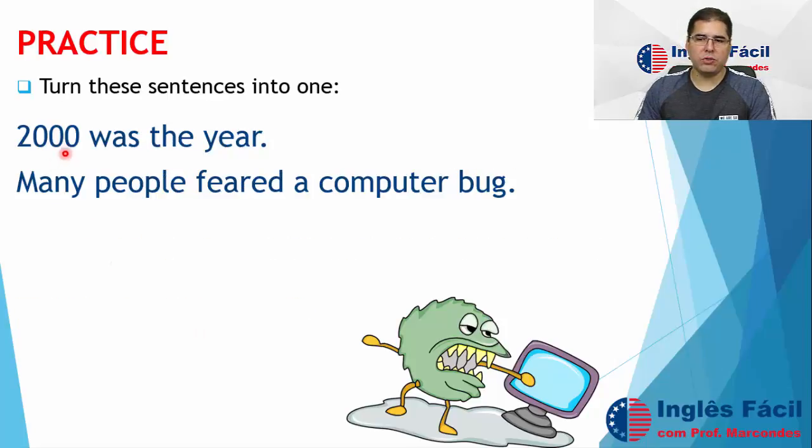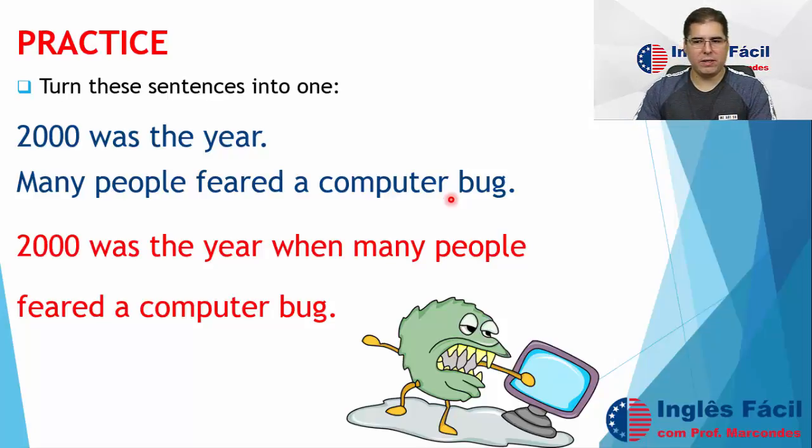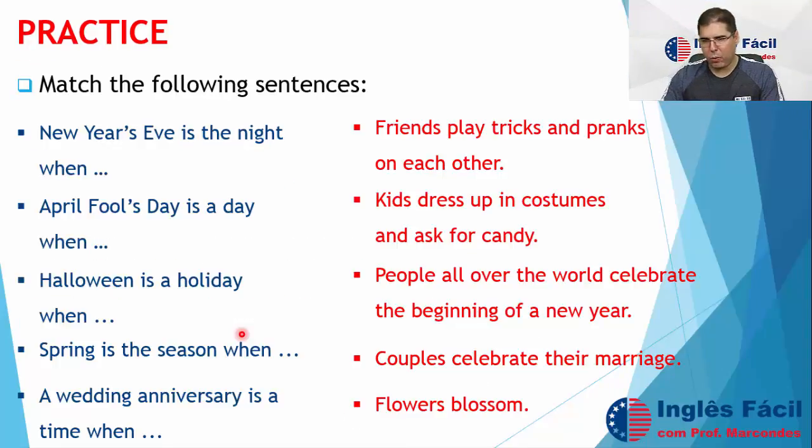Okay? Now, 2000 was the year. Now, in 2000, many people feared a computer bug, right? The millennium bug, the bug of the millennium, remember? So, in 2000, many people feared a computer bug. Now, how can we add these sentences together? Easy, using the connector when, right? 2000 was the year when many people feared a computer bug. So every time we are going to use a relative clause, and this clause is related to time, we are going to use the connector when. Okay? Very simple.